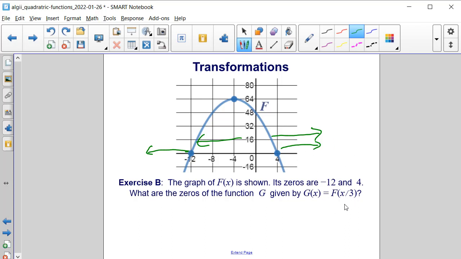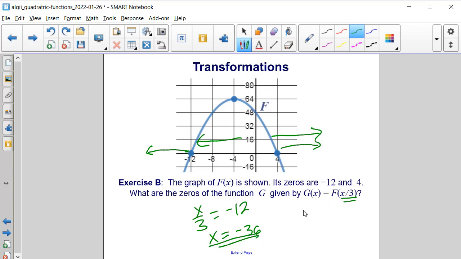How can we figure those out? Well, we can use the original zeros that we are provided and the transformation expression to determine the new zeros. So we can take this x divided by 3 and set it equal to -12. And now we can solve for x to determine that new zero, or x-intercept. So we can multiply both sides by 3, and we would get that one of the new zeros is going to be -36.